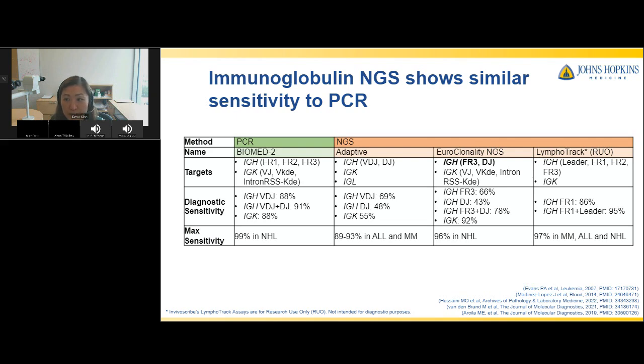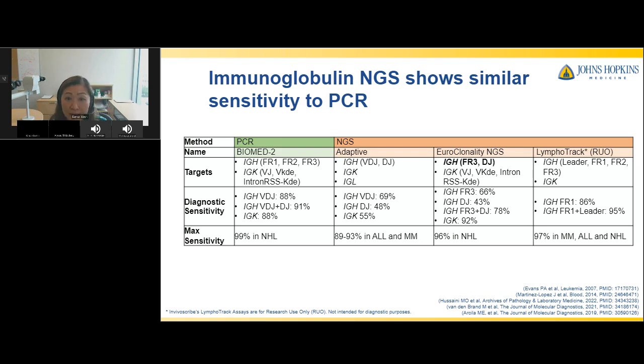In the diagnostic setting, their sensitivities are very good, but trend lower, which may be related to the fact that they are sequencing a lot of multiple myeloma tumors, which are post-terminal center and may have more somatic hypermutation and chance for target dropout.